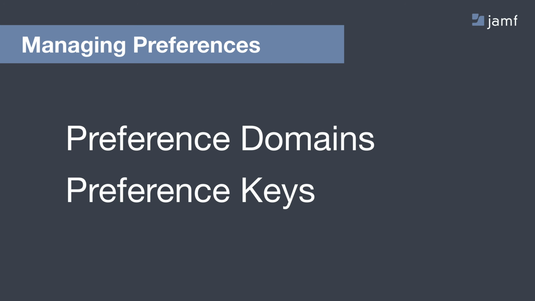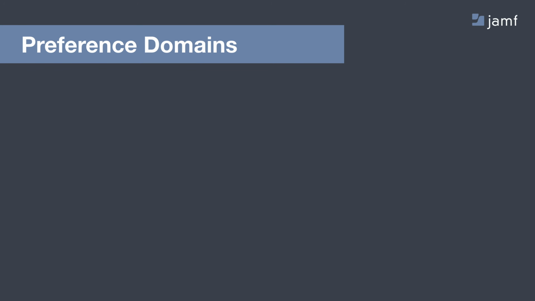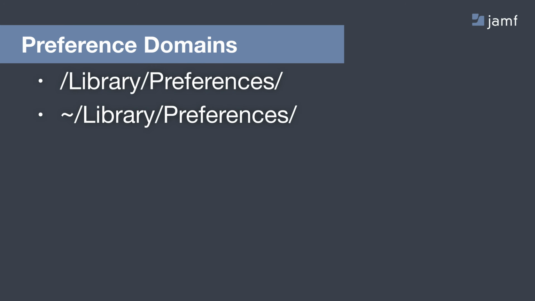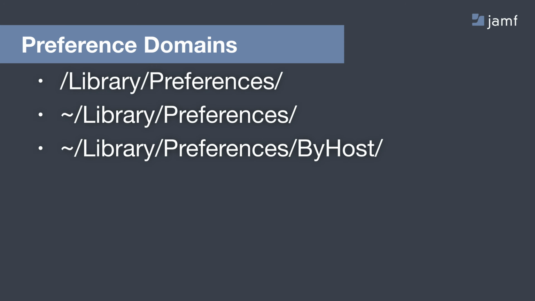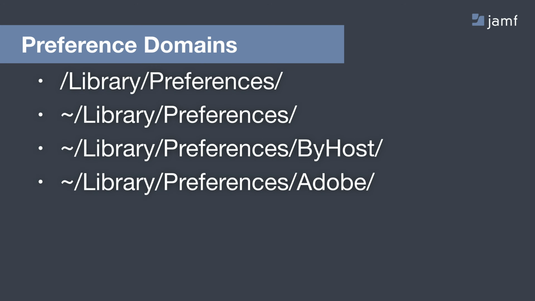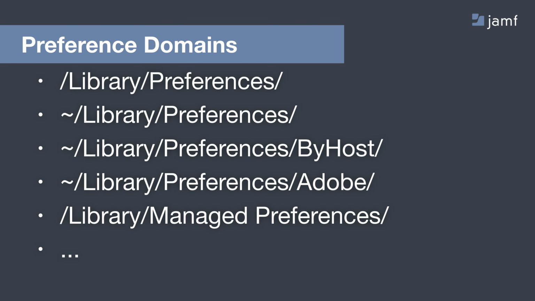And then within that preference domain are preference keys, which are actually the individual preferences for settings within the application. So if we take a look at our file system, you can actually see that preferences are kind of scattered all over the place. And depending where they are, they might impact either just the user environment or they might impact the entire file system.